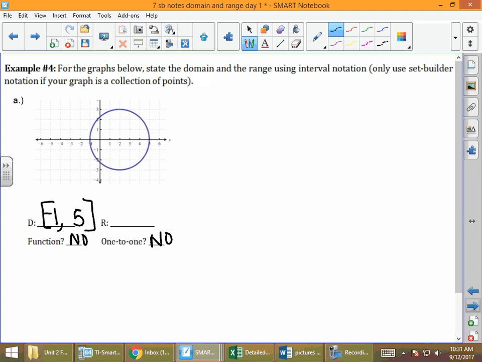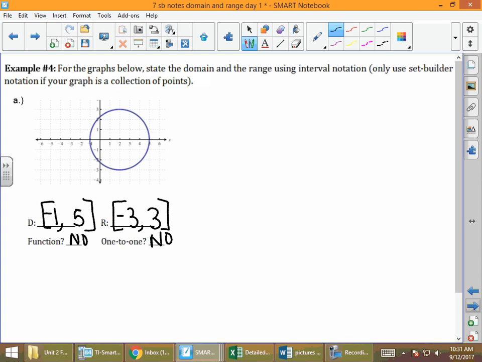We do the same thing for the range. We're going to go to the lowest point on the graph, which is 1, 2, -3. And then to the highest point on the graph, which is 1, 2, 3. And again, those are both coming from points on the graph. So our range goes from there to there.